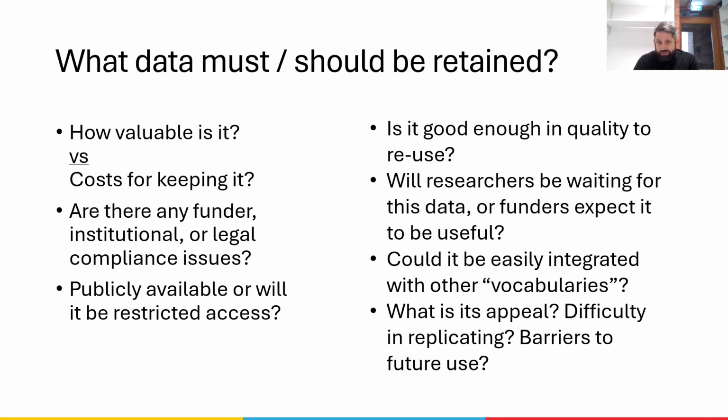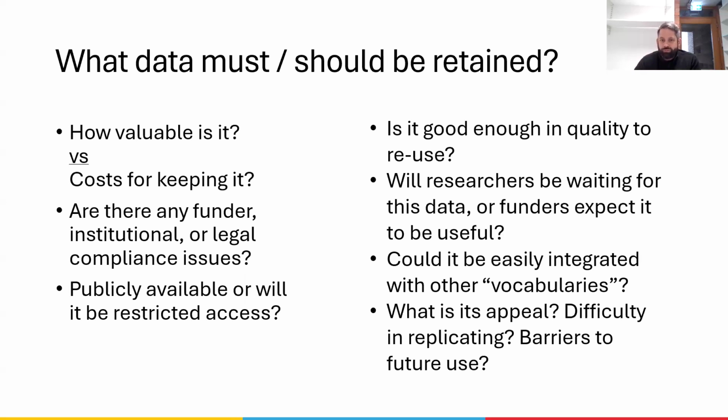Will researchers be waiting for this data to come out, or will funders expect it to be useful? In some cases, it will be significant data, so you want to make sure that you can process it in a way that it'll be good quality. Could it be easily integrated with other vocabularies? In some cases, you might be able to match it up with other vocabularies. You never know when you make your data available who it might be interesting for. And then, what is its appeal? You might know directly what the appeal is in your area of research, but there might be other areas outside of your area of research where people might find it useful.